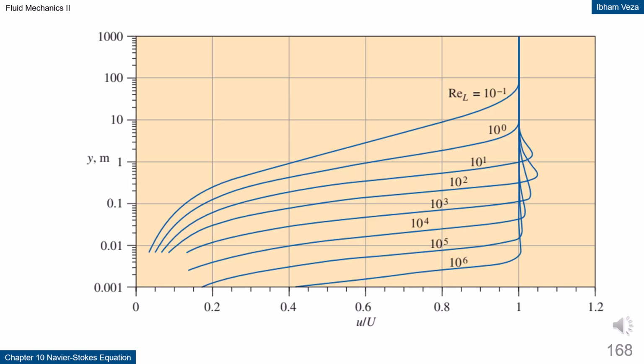Velocity profile family. These curves show how the velocity profile changes for different Reynolds numbers. The vertical distance is normalized so that all profiles can be compared in a single graph. It is clearly seen that as the Reynolds number increases, the boundary layer becomes thinner. The curve shapes also show changes in the velocity gradient near the wall. This representation helps in understanding the quantitative evolution of the flow structure.